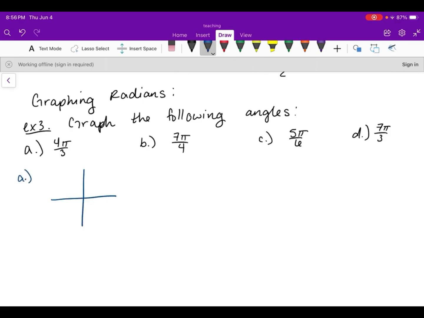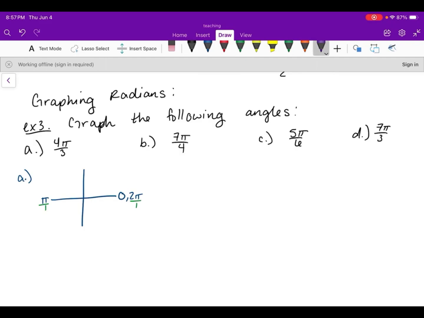Four pi over 3. The issue is, I would really like to see a denominator of 3. That way I can figure out where 4 pi over 3 is supposed to go. So if this is 0 or 2 pi, and this is pi, remember that everything can be written over 1. So this is 2 pi over 1, this is pi over 1. Like I said, I want to see a denominator of 3 so that I can tell where 4 pi over 3 would end up.